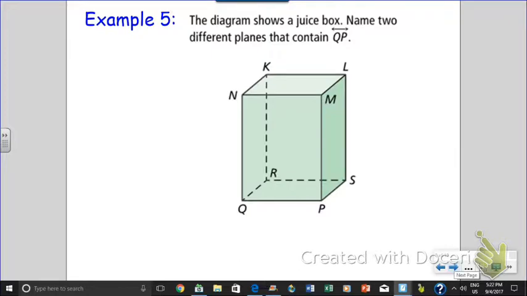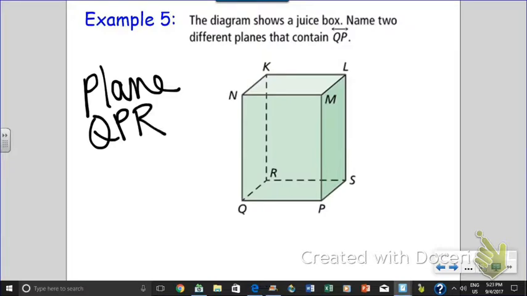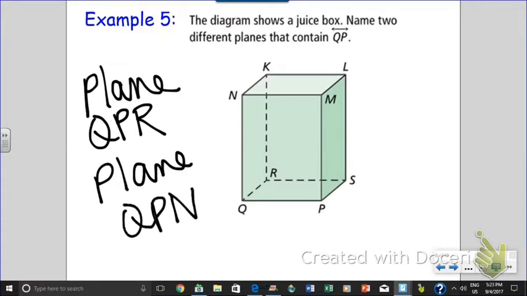And our next example, the diagram shows a juice box named 2 different planes that contain line QP. We have plane QPR. That would be the bottom. And plane QPN. That would be the front side here.